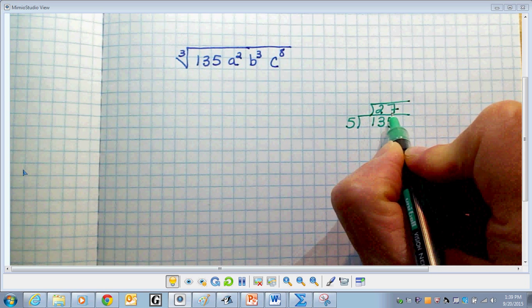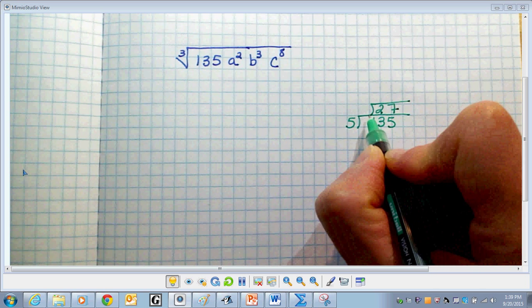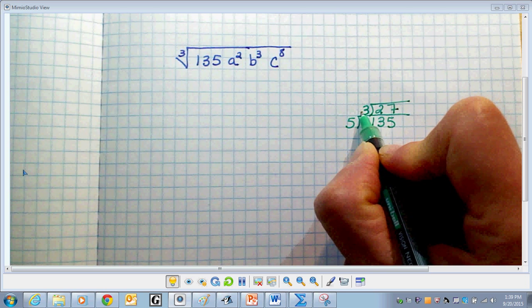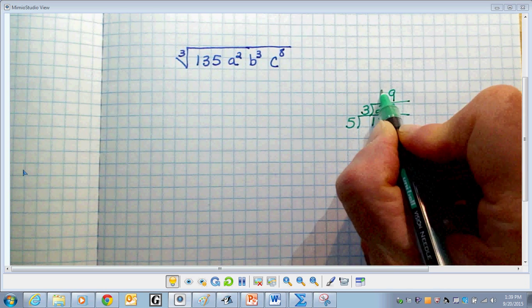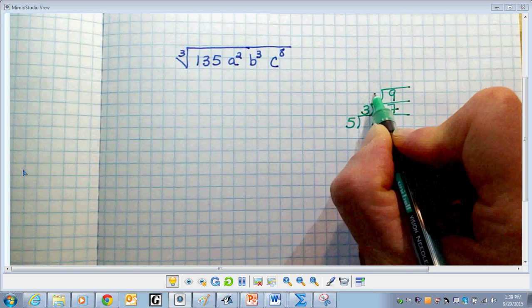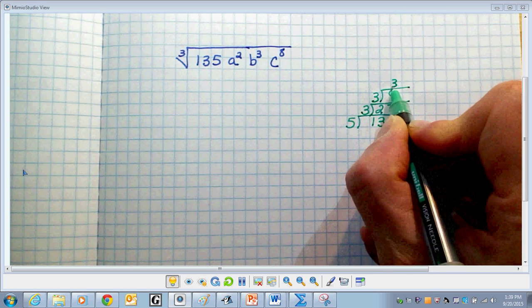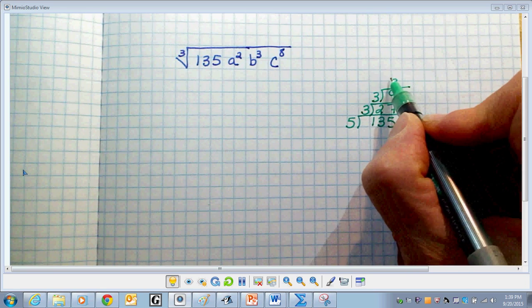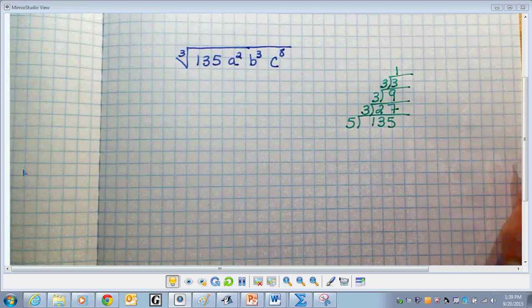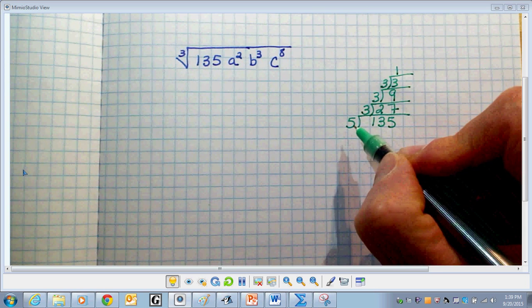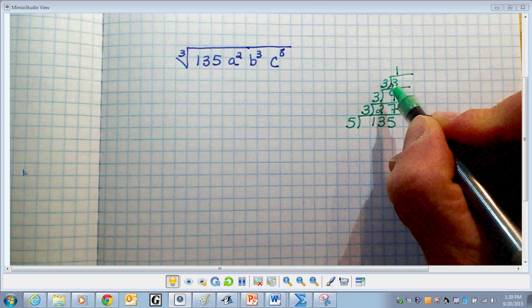What's my smallest prime factor that goes into 27? 3. 3 goes into 27 9 times. 3 goes into 9 3 times. 3 goes into 3 1 time. So I have all my prime factors all lined up right here.